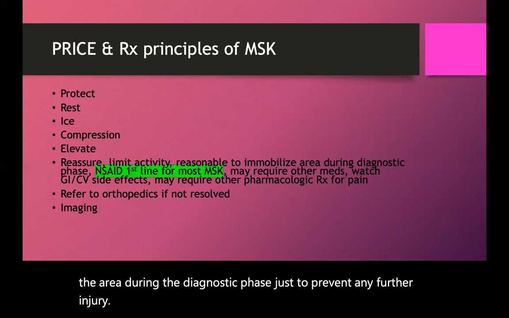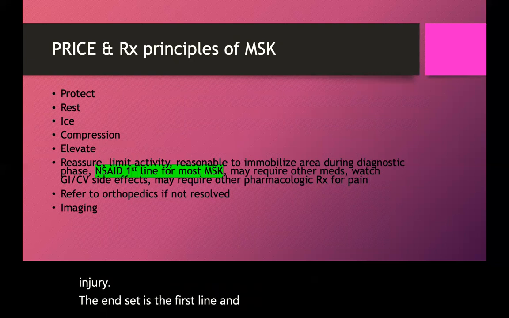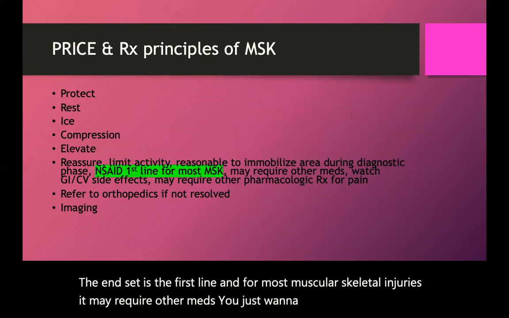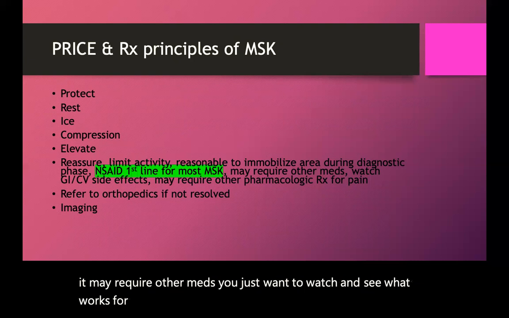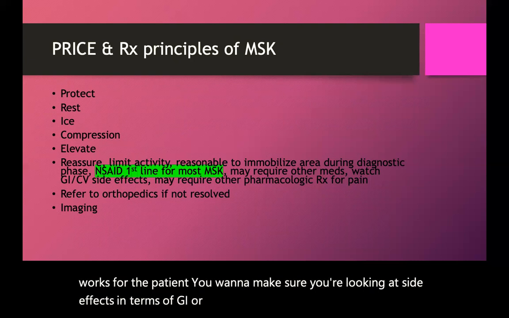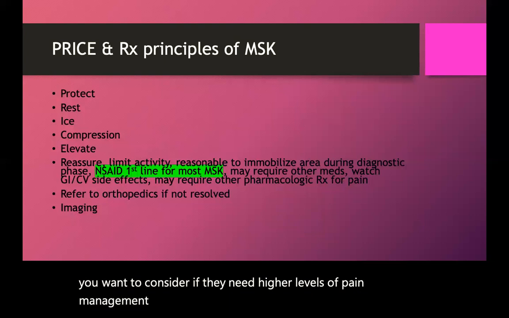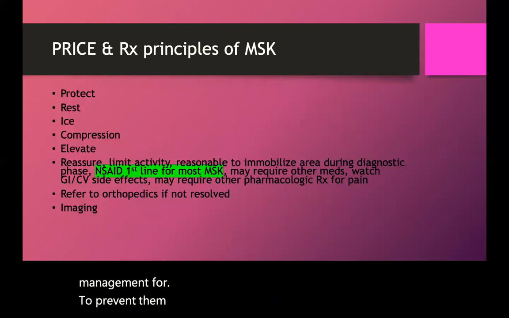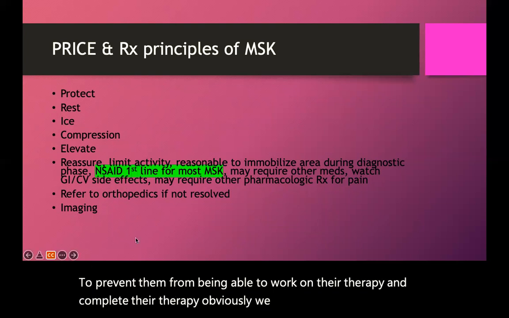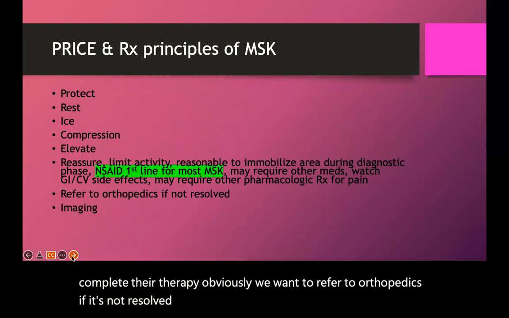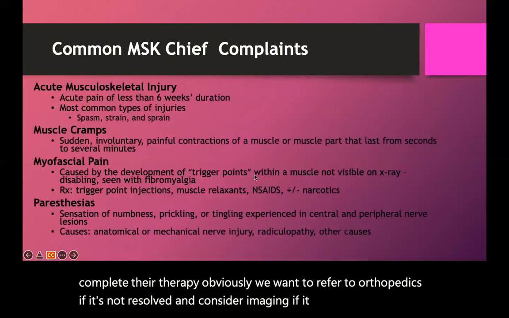The NSAID is the first line for most musculoskeletal injuries. It may require other meds. You just want to watch and see what works for the patient. You want to make sure you're looking at side effects in terms of GI or cardiovascular side effects. And of course, you want to consider if they need higher levels of pain management to prevent them from being unable to work on and complete their therapy. Obviously, we want to refer to orthopedics if it's not resolved and consider imaging if it continues to worsen.